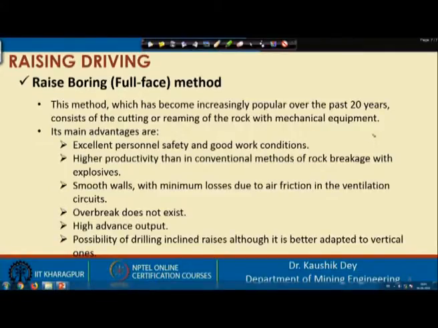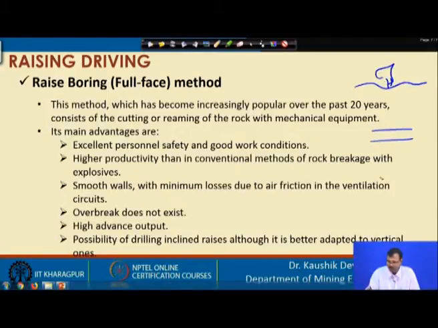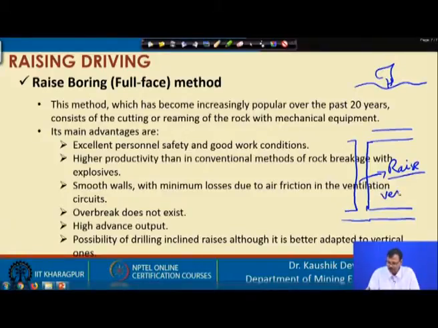Raise is basically an opening where, if this is the surface and there are two different underground levels, raise is basically the opening which is connecting two underground levels, and this is called raise, which is either vertical or near vertical.